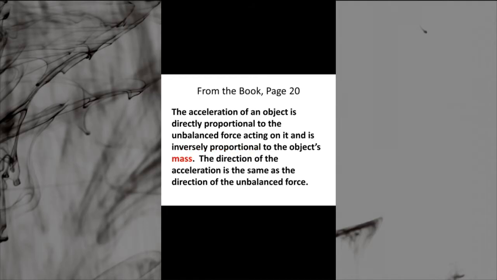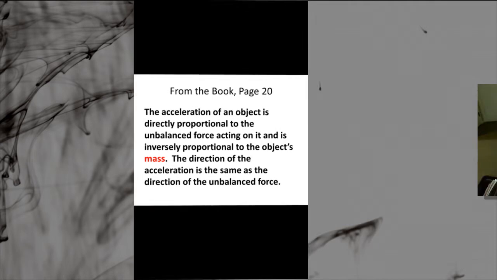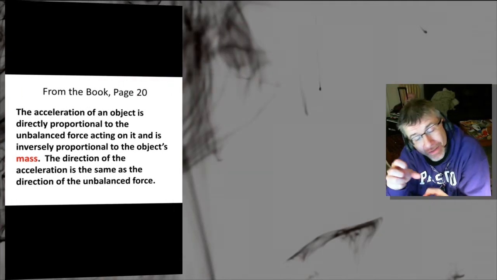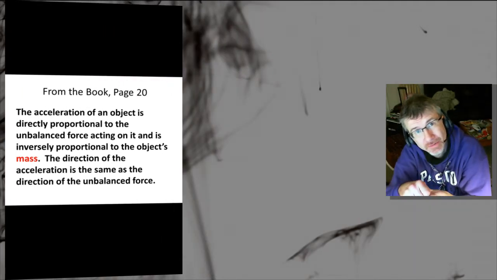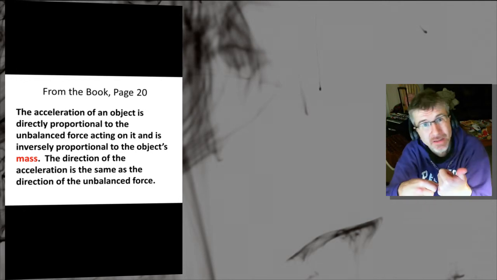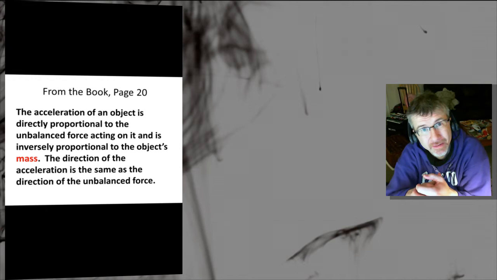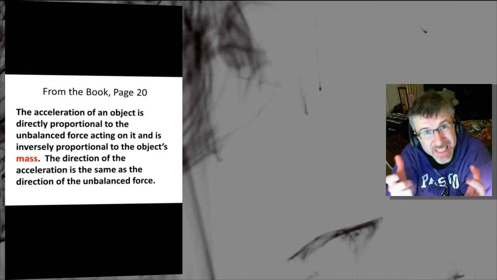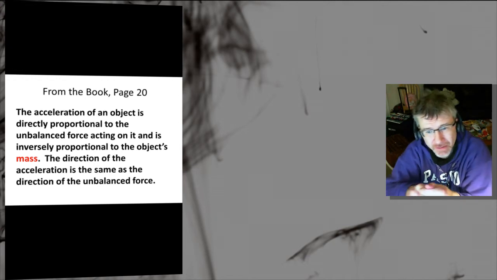Mass. The bigger the mass of an object is, the lower the acceleration. That's inversely proportional. As mass goes up, acceleration goes down. This is related to inertia, Newton's first law, Galileo's principle of inertia. Inertia is an object's resistance to motion.